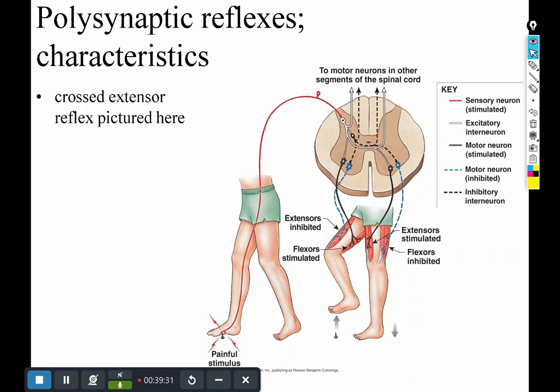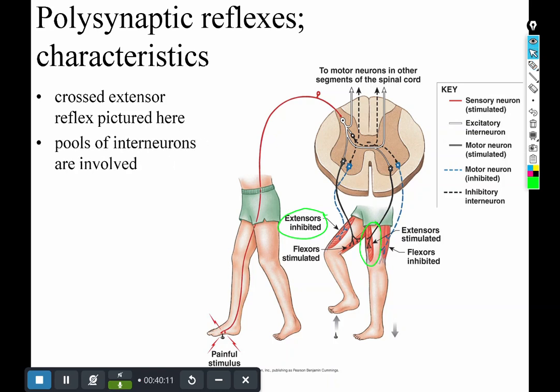So this particular one we call the crossed extensor reflex, because if you notice and look carefully at this picture, we can see that on one leg, the extensors, which in this case are the quadriceps, are inhibited, and the flexors are stimulated. On the other leg, we have the opposite. So we have our extensor stimulated to put tension in our knee and stabilize our leg, and our flexors are inhibited because we want to stand on this leg.